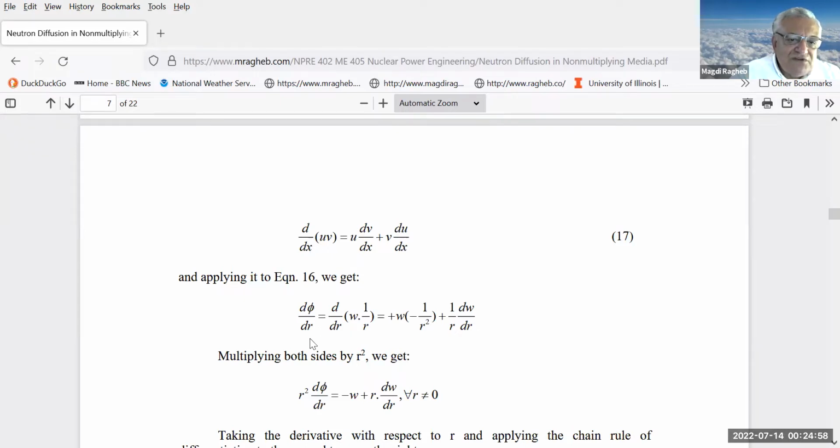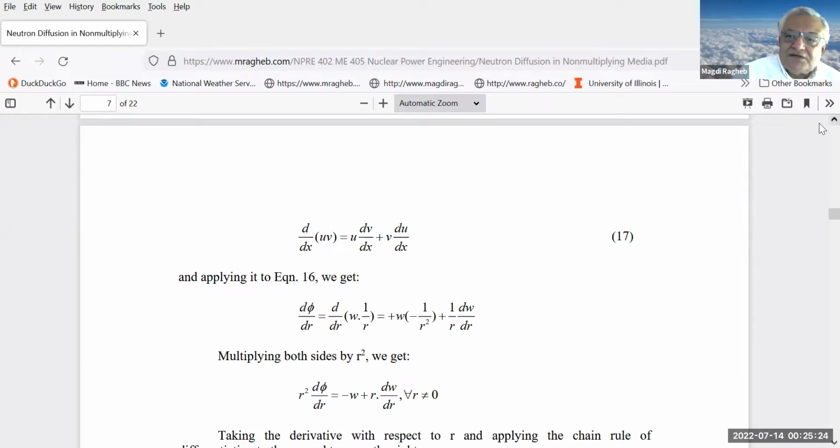So what is d phi by dr? It's d by dr of the w of r function and the 1 over r function. So we take the first term, w, by the derivative of the second term, which is d by dr of 1 over r. As you know, it's minus 1 over r squared. And then you take the second term, 1 over r, by the derivative of the first, dw by dr. That gives me a negative sign here.